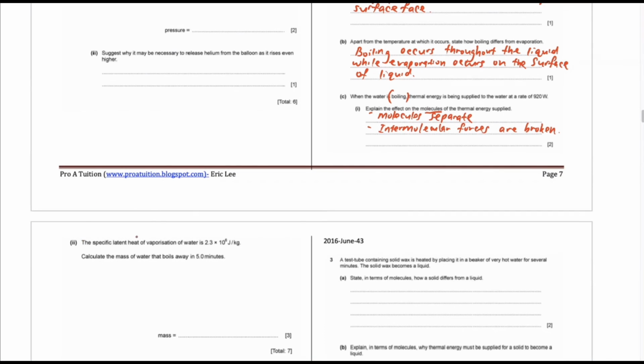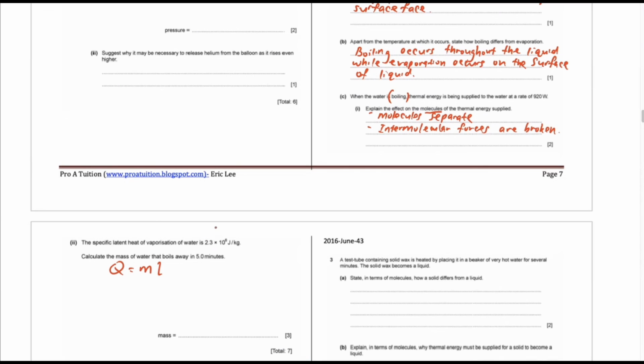Now let's see part 2. The specific latent heat of vaporization of water is 2.3 times 10 to the power 6 joule per kg. Remember we use this during the boiling of water, and you have to remember the corresponding formula, which is Q equals ml. Calculate the mass of water that boils away in 5.0 minutes.